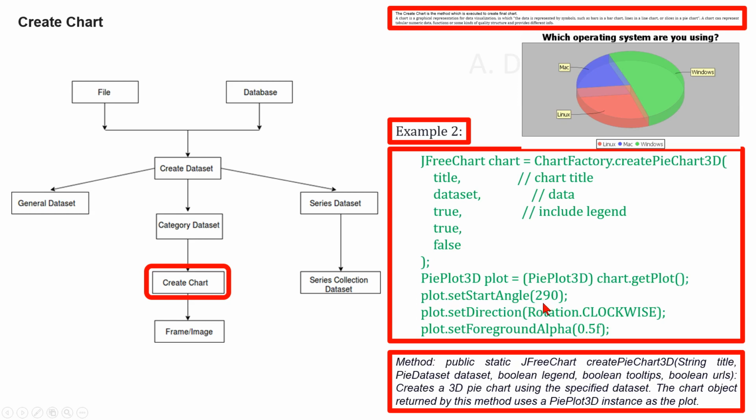The setDirection method sets the direction in which the pie sections are drawn and sends a plot change event to all registered listeners. Here the direction, null not permitted.